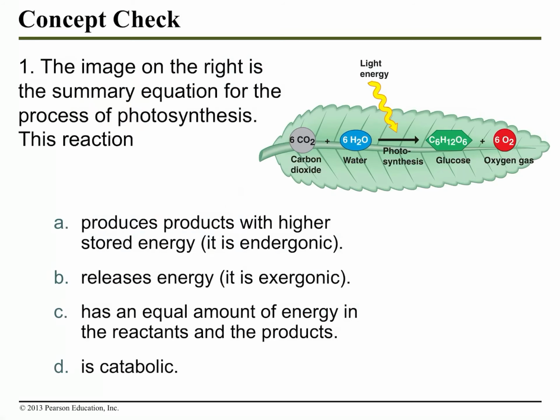All right, so here's a question for you. Pause the video and think about it. All right, so if you did pause the video, you should have come up with the answer. I actually haven't read this one yet. So produces products with higher stored energy. Yes, it's endergonic, letter A. Because we're putting energy into the whole process, so your output is going to have higher energy. Glucose has higher energy than either carbon dioxide or water combined.